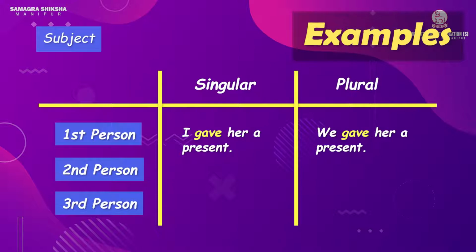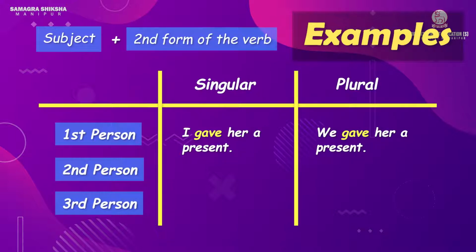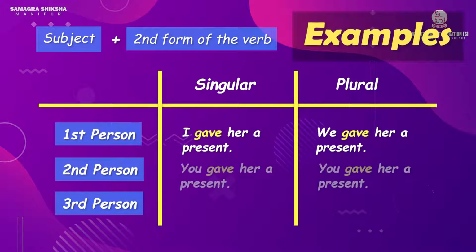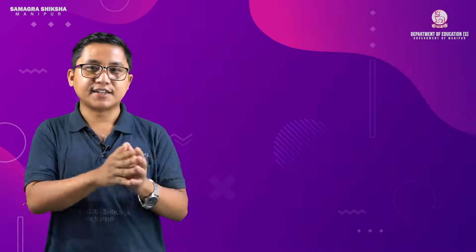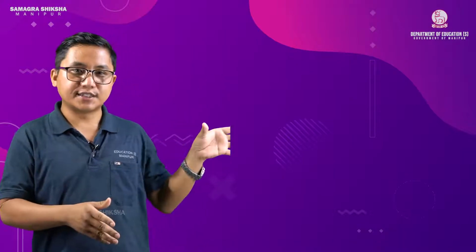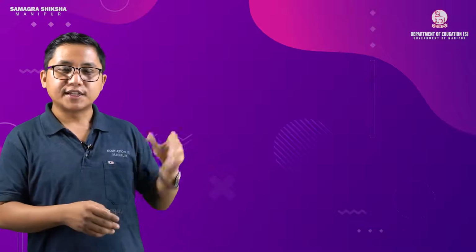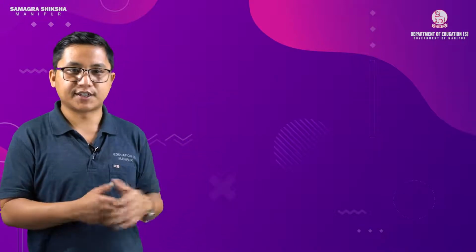If you have the subject, then after it we use the second form of the verb. In present indefinite, we use the first form. Here we are using the second form of the verb. So with the second person, you gave her a present. With the third person, she gave her a present, or he gave her a present. So there is no confusion later. In present indefinite, we used to have confusion about do, does, has. In past tense there is no such confusion.